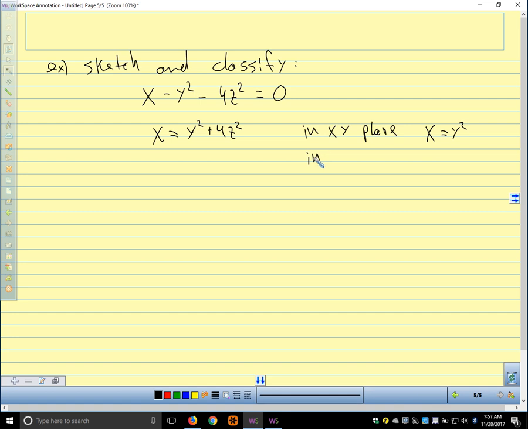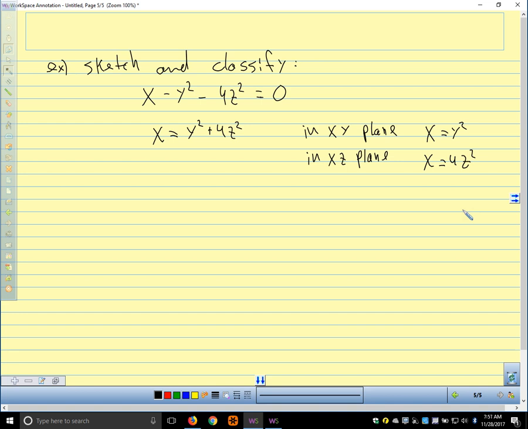In the xz plane, that's where y equals 0. We get x equals 4z squared. Another parabola, but with just a slightly different shape.